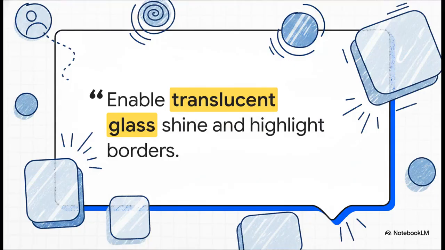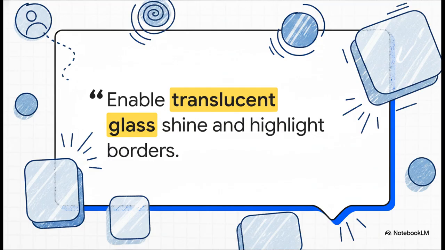Listen to this exact quote left by the developer right in the component source code. Enable translucent glass shine and highlight borders. I mean, that single sentence carries so much weight in modern interface design right now. The whole glassmorphism trend, the frosted glass aesthetics, the subtle transparencies, that multi-layered depth, it has totally dominated high-end operating systems lately. Think about the design language of macOS, Windows 11, or iOS. They all lean super heavily on overlapping translucent materials.